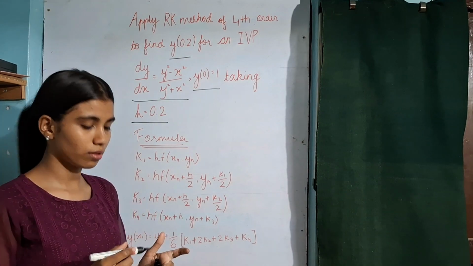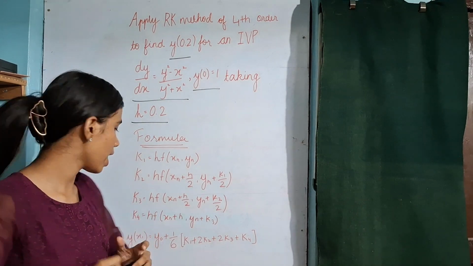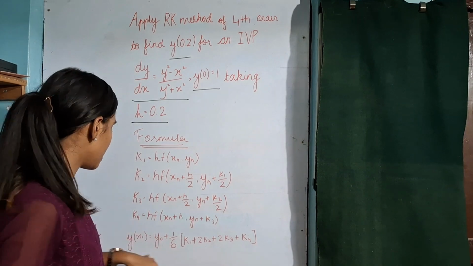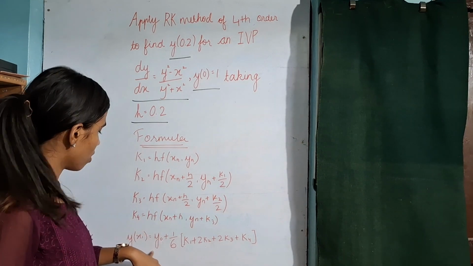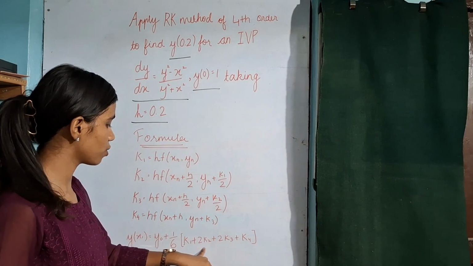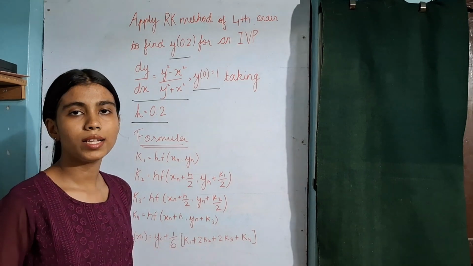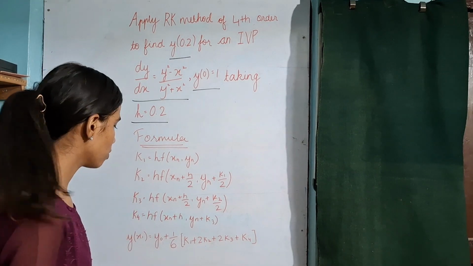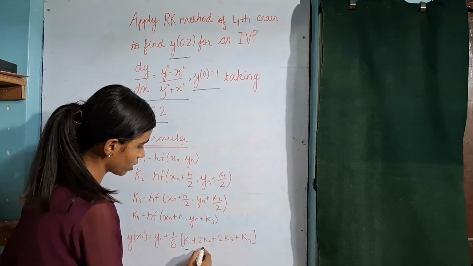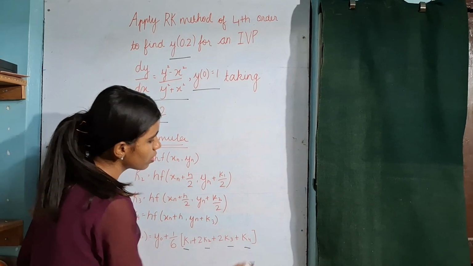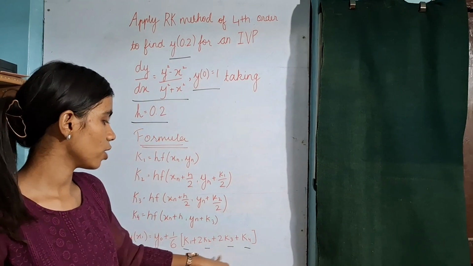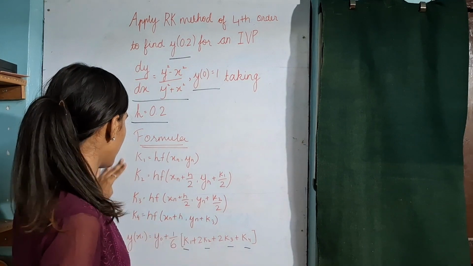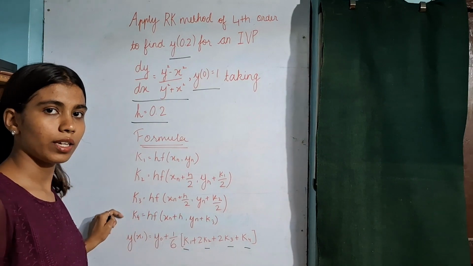And in Runge-Kutta method we actually have this one formula, that is y of x1 is equal to y naught plus 1 by 6 (k1 plus 2k2 plus 2k3 plus k4). But to implement this formula, you need to find what is k1, what is k2, what is k3 and what is k4. To find k1, k2, k3, k4, you have four different formulas.